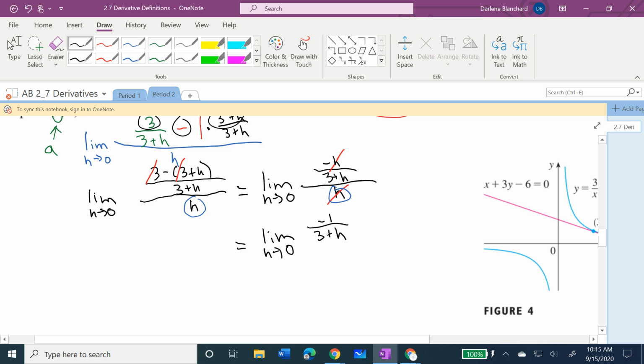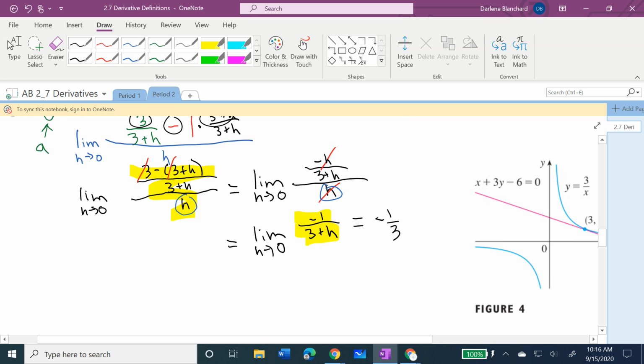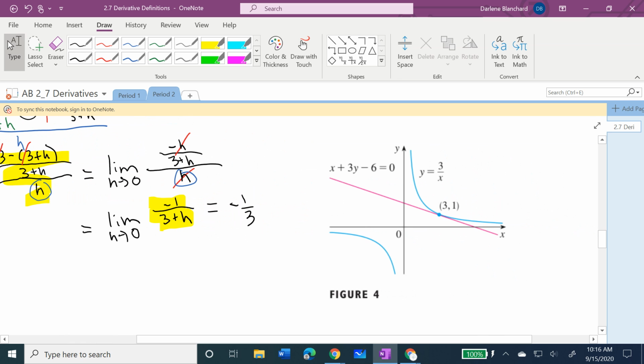Now I can do direct substitution and plug 0 into h. Keep in mind, we just killed a hole in the graph of this really lovely function. And this function is identical to that previous one, except that it has a filled in hole instead of a hole in the graph. Anyway, plugging that in, you should see that we get negative 1/3. If you look over here at the tangent line, that looks like a very reasonable answer to slope.